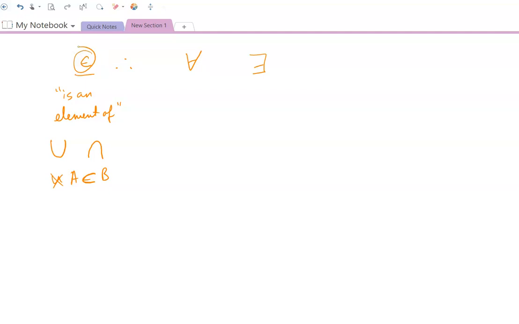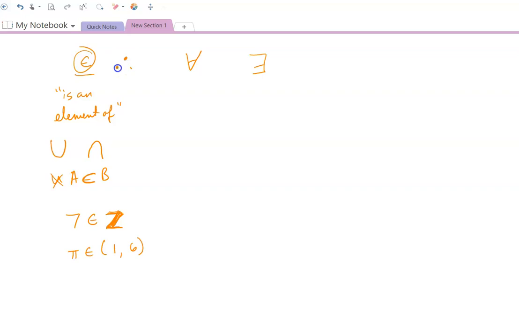So I might say that 7 is in the set of integers, and a script Z like this, again, kind of sloppy, means the set of integers. So 7 is an element of the integers, or I could say pi is an element of the interval from 1 to 6, because pi is a number in between 1 and 6 in that interval. Okay, so that's the first one.